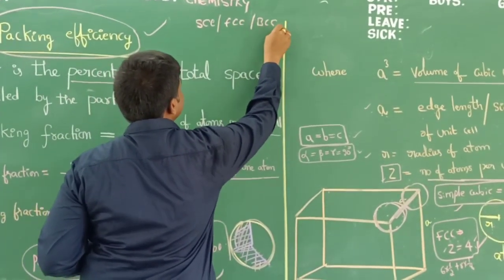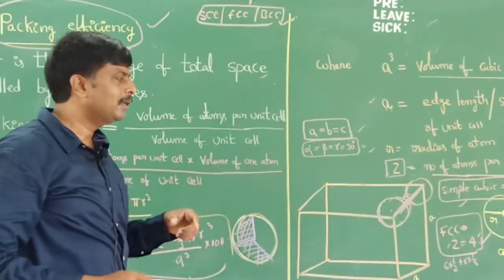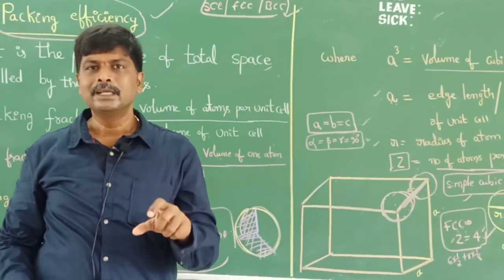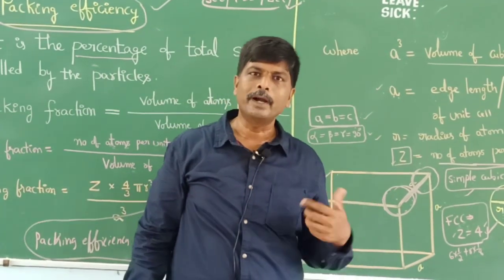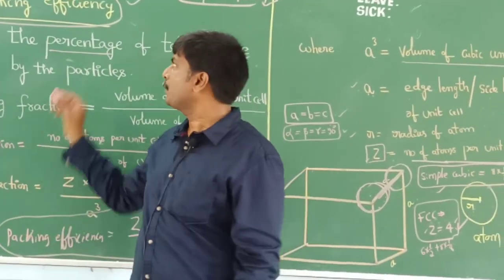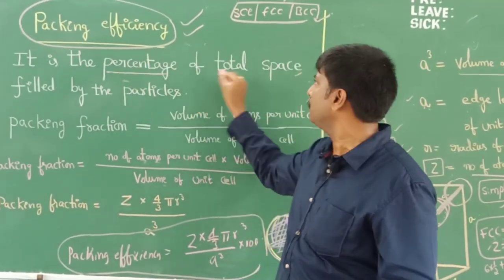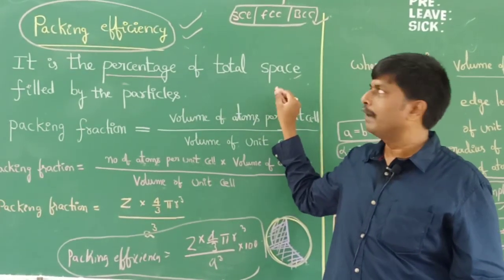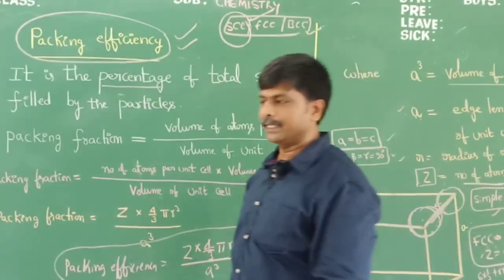So how do we calculate packing efficiency for the simple cubic system, face-centered cubic system, and body-centered cubic system? To calculate packing efficiency, you have to understand how many atoms are present in that particular unit cell. If it is simple cubic, 1; face-centered cubic, 4; body-centered cubic, 2. So this is the packing efficiency definition: it is the percentage of total space filled by the particles. Okay, now I will go on to explain simple cubic first.